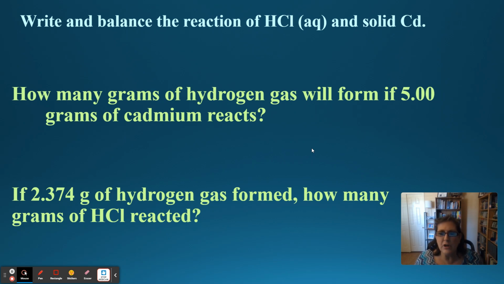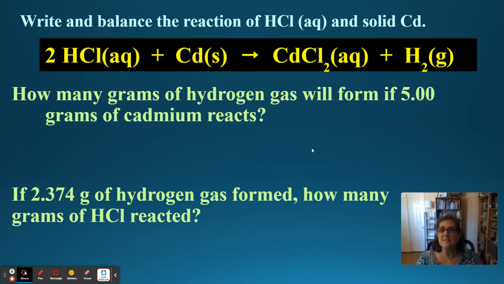How is hydrogen when it's by itself? I hope you remembered hydrogen is diatomic. So the reaction looks something like this. Hydrochloric acid plus cadmium solid makes cadmium chloride and hydrogen gas.